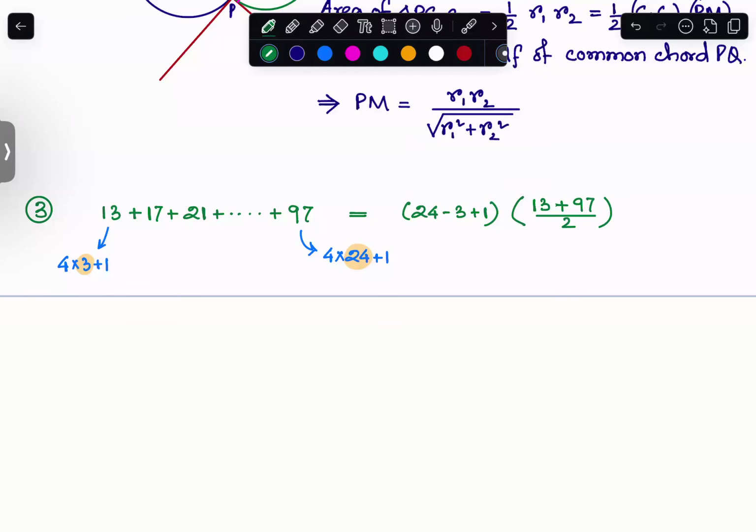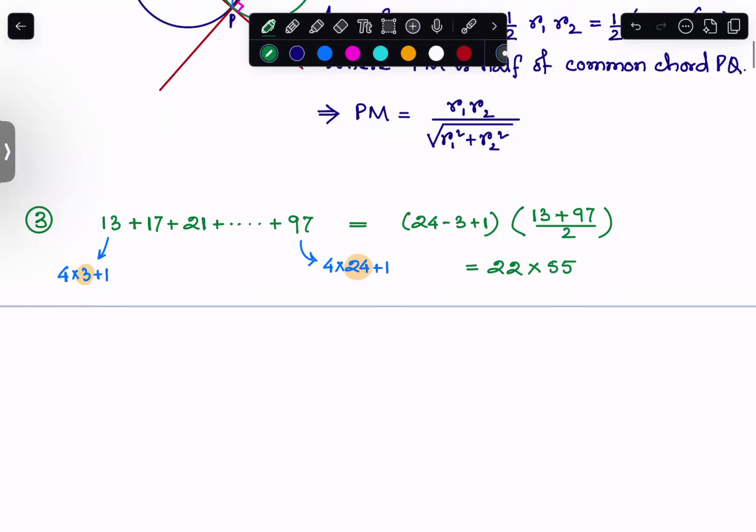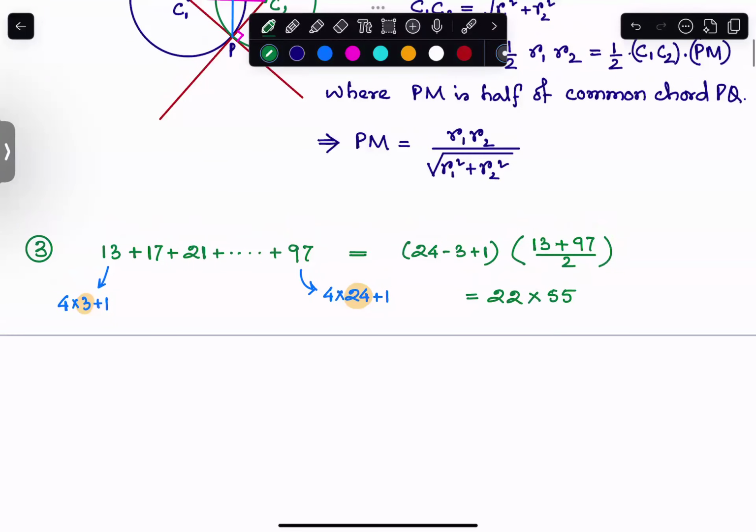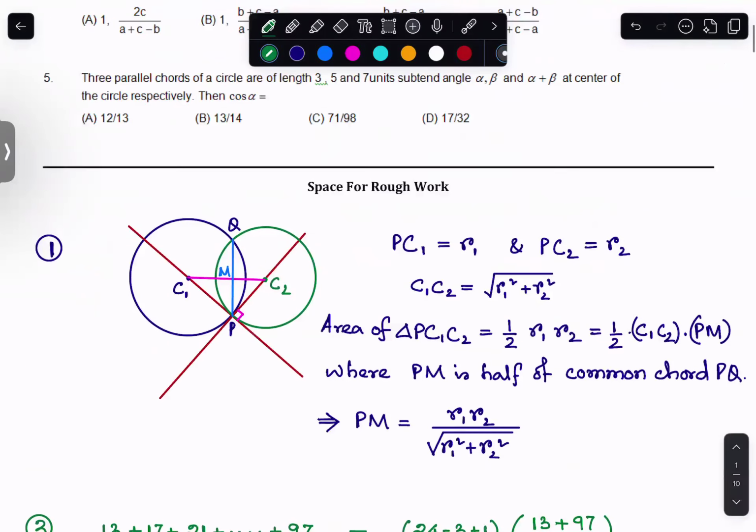As per the idea of adding an AP, it will provide us, so that gives 22 into 55. So can it be completed now? Just the multiplication to be done. Yes, sir. Okay.